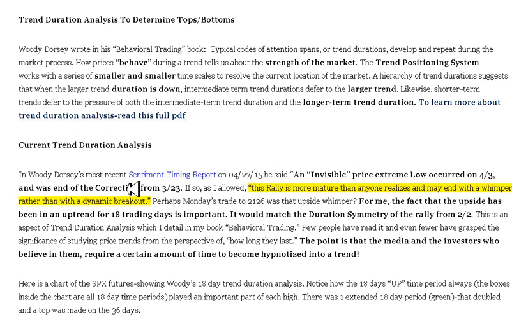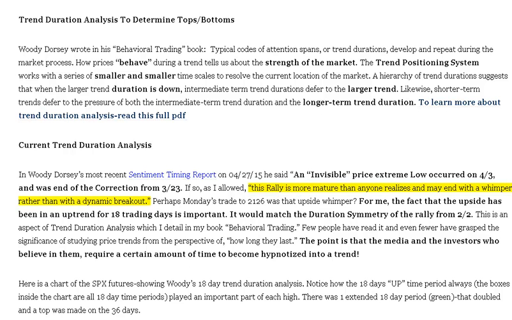So in yesterday's report, Woody had said that the rally is more mature than anyone realizes, and it may end in a whimper rather than a dynamic breakout. So perhaps Monday, the trade to 21.26, was the upside whimper. That door is open. We're not saying it is, because we already know when the turn date period is. Now, yes, we are in that window, but things could extend, so we're not saying that exactly. But once we get into this turn time, the turn down level period, then yes, we're probably going to get a move to the downside, and that's what we're looking for.